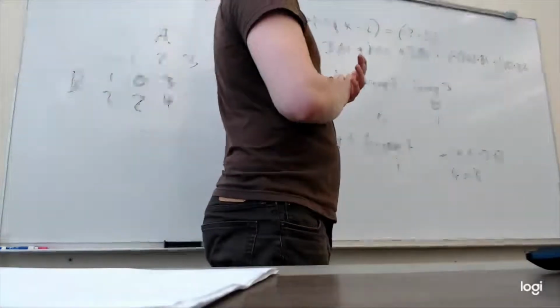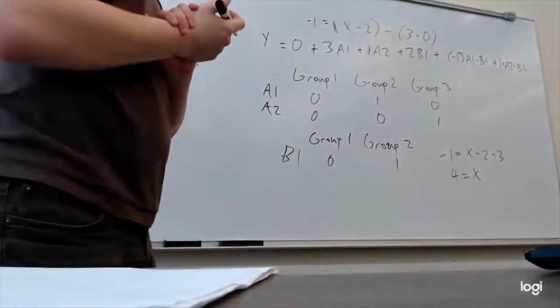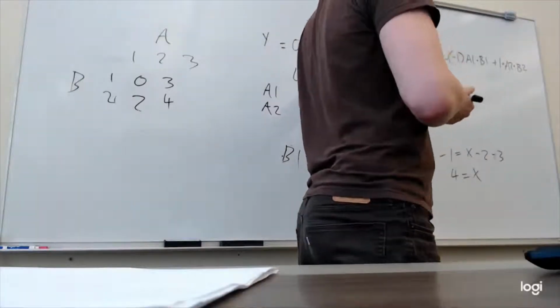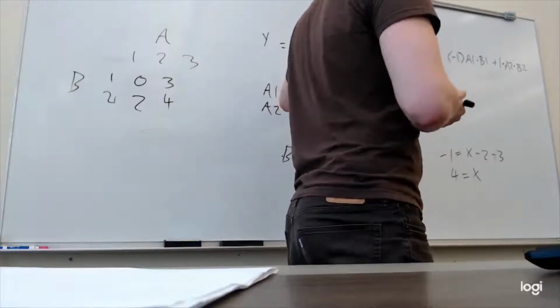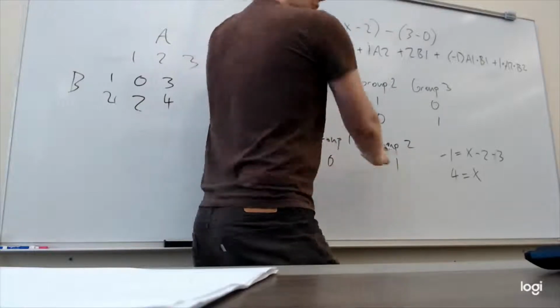So maybe it's that -1 isn't telling you about the coefficient, but it's telling you about the difference. It's telling you what happens to this coefficient, the 3, as I go from group 1 of B to group 2 of B.